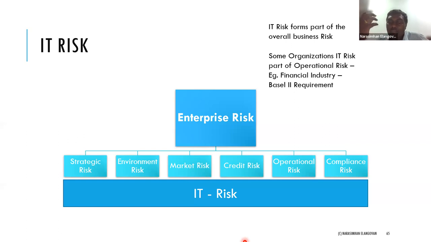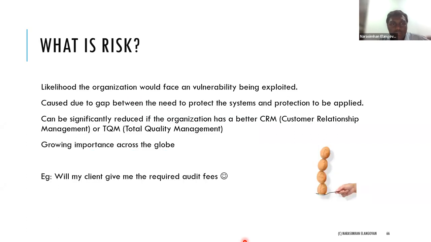Then there's an element of compliance risk. A compliance risk is an area where you're not complying with the legal or regulatory framework. Underlying all of this is what is called an IT risk or a technology risk. And that's basically how the overall setup is, right? And I think we already know what risk is: the likelihood an organization would face a vulnerability. What is vulnerability? An inherent weakness, right?